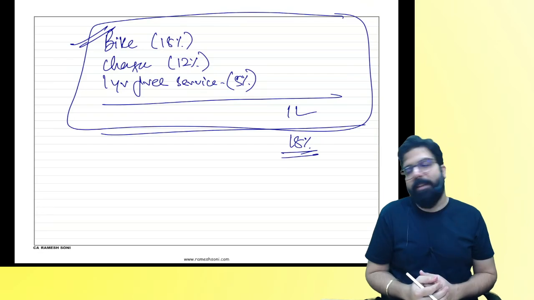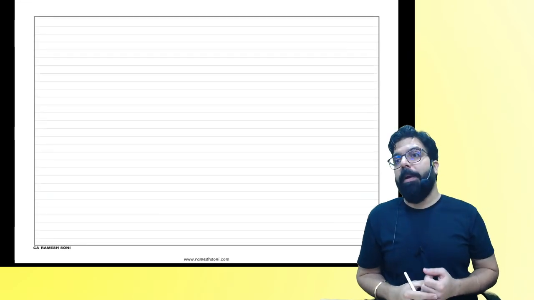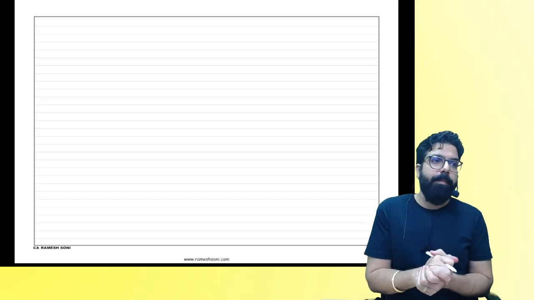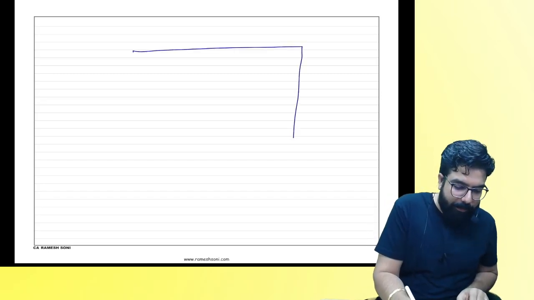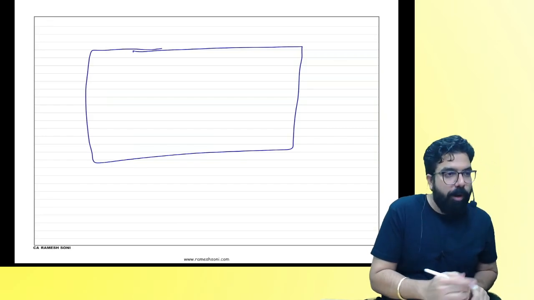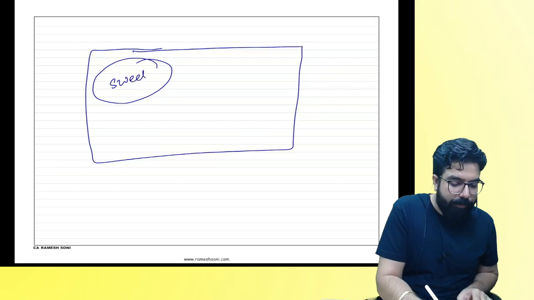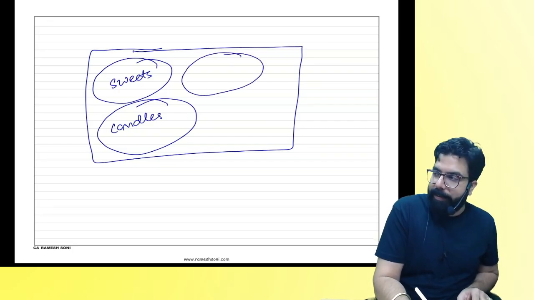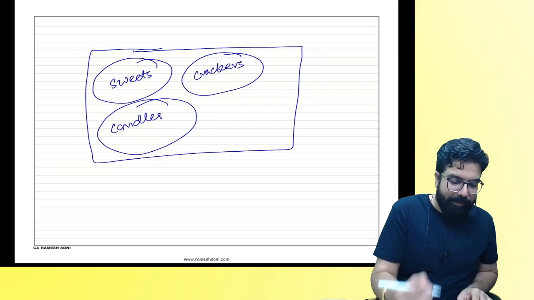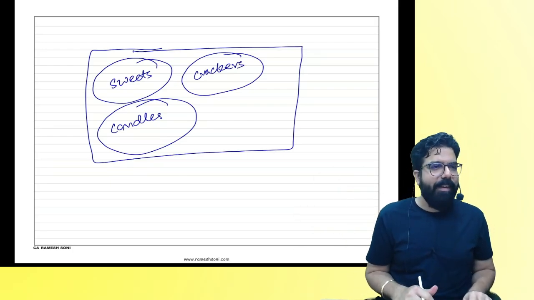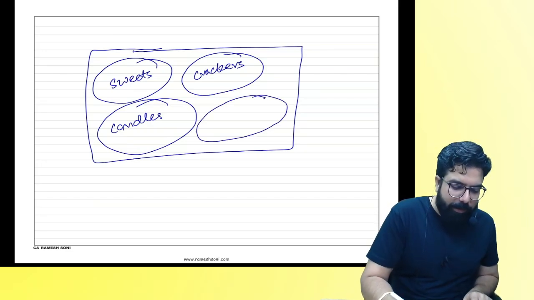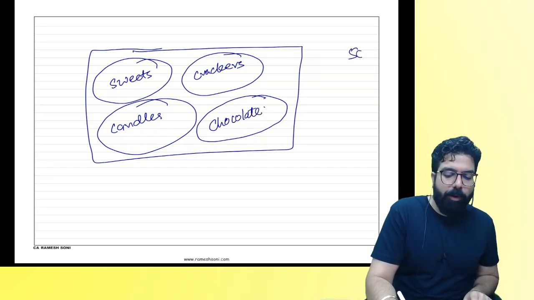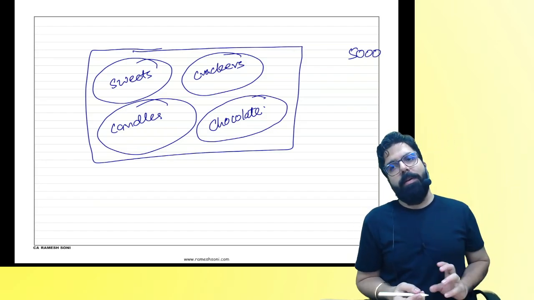Chalo, I'll give you one more example now. I went to one shop. It was Diwali time. So that shopkeeper had kept one box like this. I told him, uncle, I want this box. In the box, it was sweets, candles, crackers, and chocolate. And listen, the shopkeeper told me 5,000 rupees. How much, everyone?